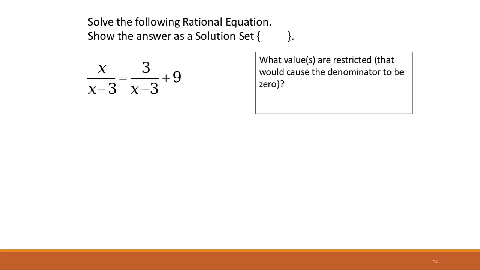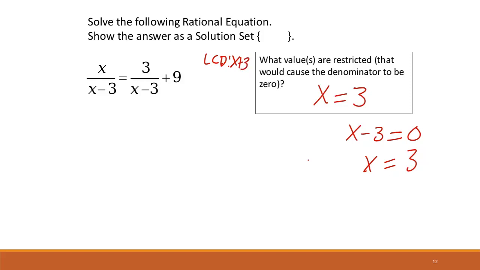So the same thing here. We know that x minus 3 cannot equal 0. If we solve for that, we get x equals 3. So we can't have x equal to 3 as one of our solutions. So we're going to check that at the end to make sure our solution is not 3. So my least common denominator here is going to be x plus 3, or I'm sorry, x minus 3. So I'm going to multiply both sides by x minus 3.